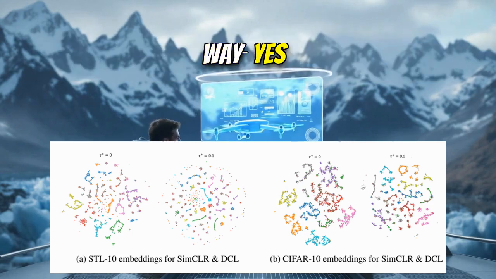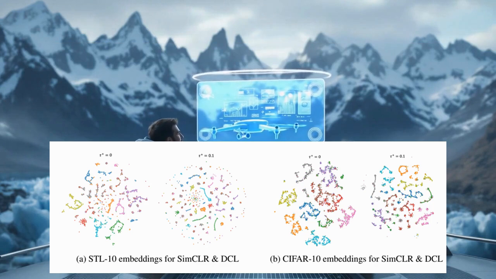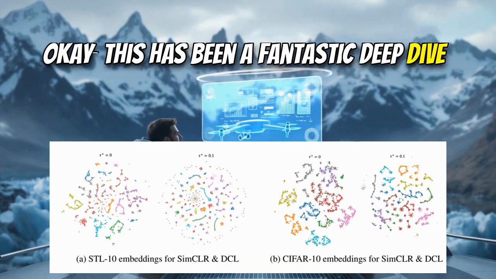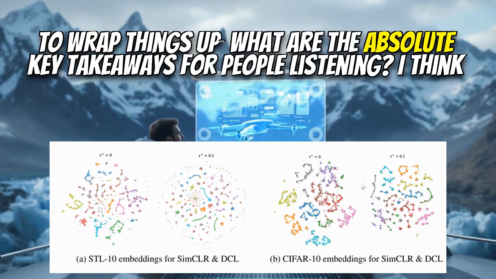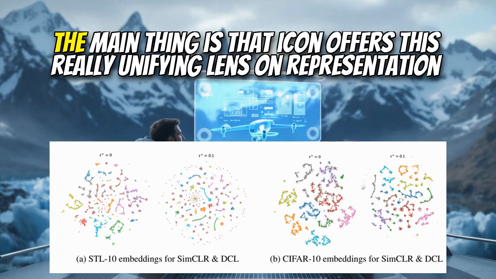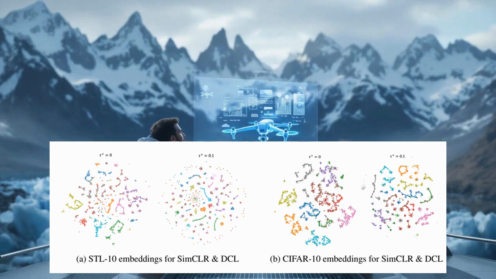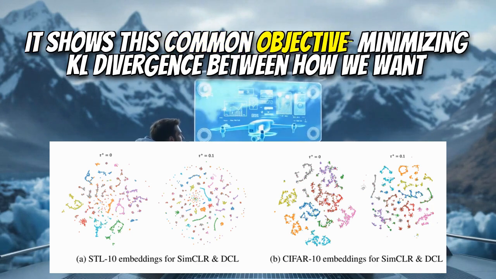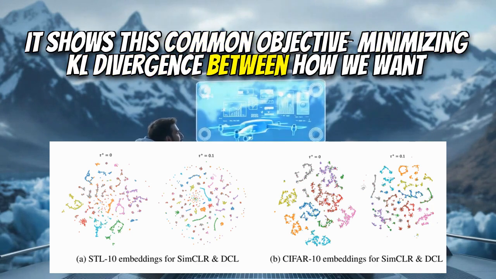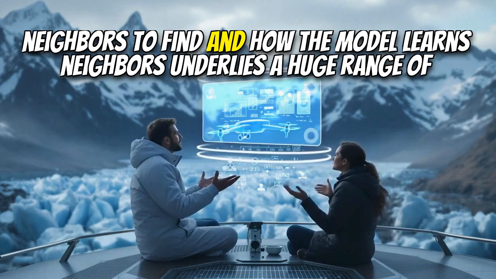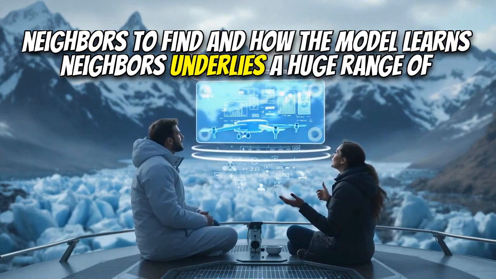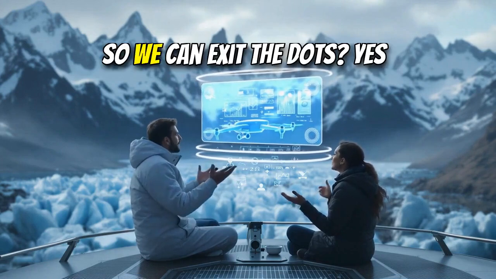It seems that way, yes. Reinforces the value of the framework. Okay, this has been a fantastic deep dive. To wrap things up, what are the absolute key takeaways for people listening? I think the main thing is that ICON offers this really unifying lens on representation learning. It shows this common objective, minimizing KL divergence between how we want neighbors defined and how the model learns neighbors underlies a huge range of techniques. So it connects the dots.